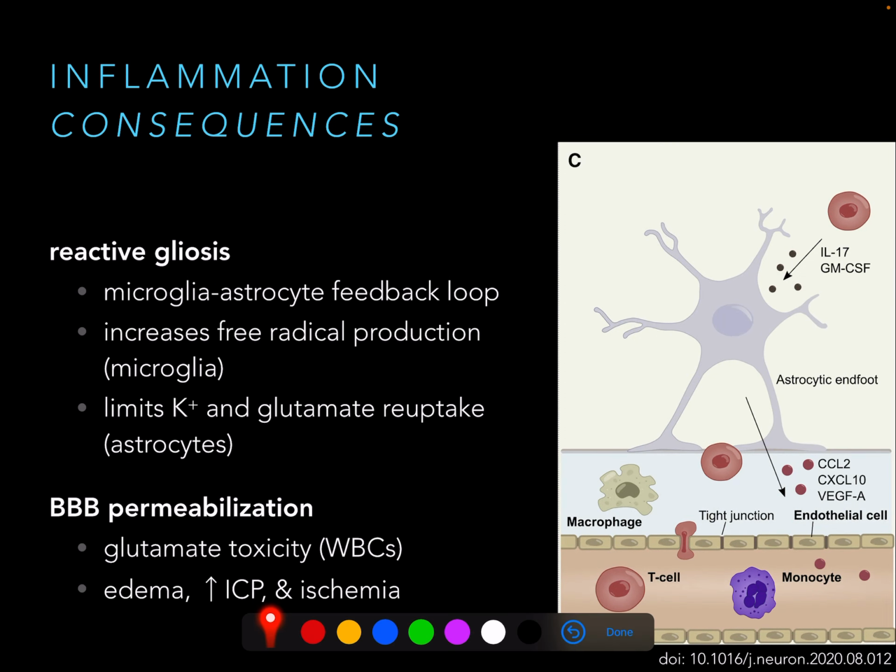And here we can just see the permeabilization of the blood-brain barrier. Normally, white blood cells shouldn't be able to leave, but hey, we've got some reactive astrocytes, and so now they're not maintaining the blood-brain barrier.